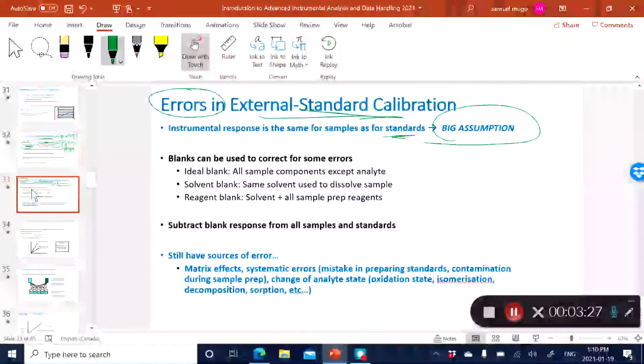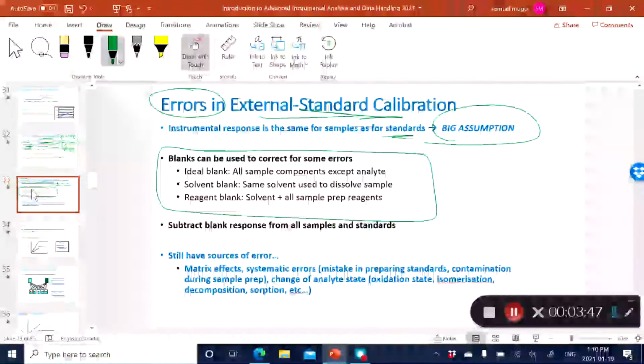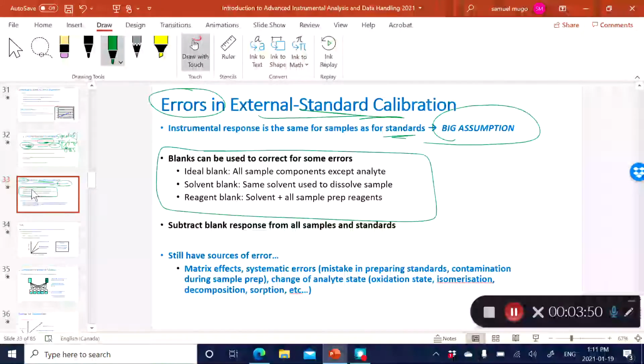So the way you correct for these errors using external standard calibration is using blanks. And a blank, remember, is a solution that you run on the instrument, but it doesn't have the analyte in it, but possibly it has got every other matrix that is present in the sample. That is what you refer to as an ideal blank. However, it's very difficult to get an ideal blank. It's almost impossible, really, to create an ideal blank.